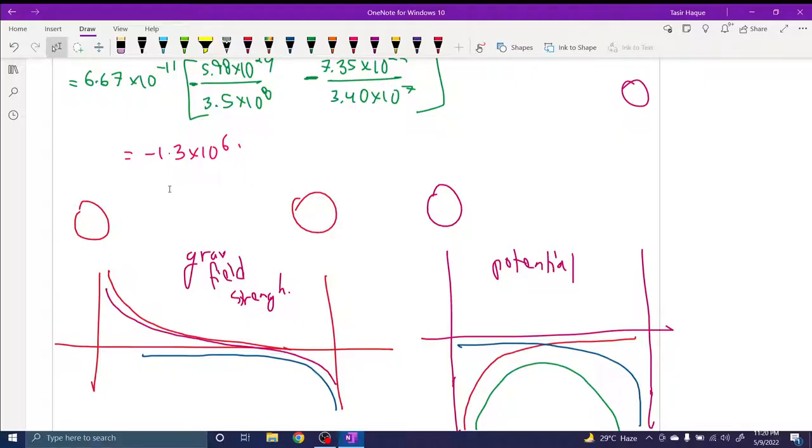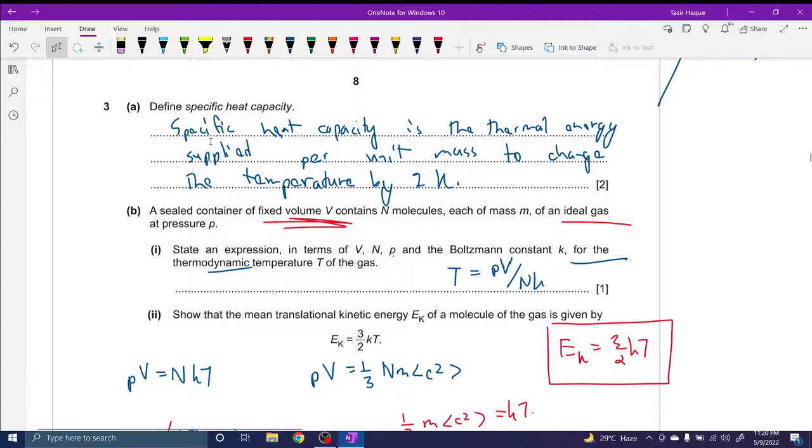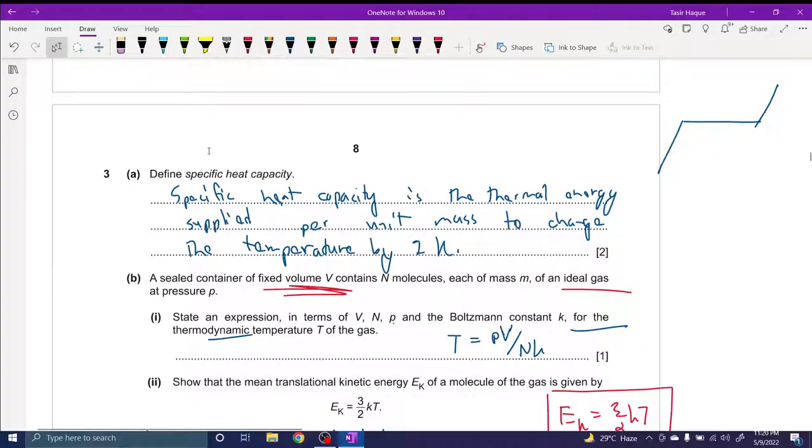Moving on to question number 3. Define specific heat capacity. Two definitions are really important: specific heat capacity and specific latent heat, or just latent heat.